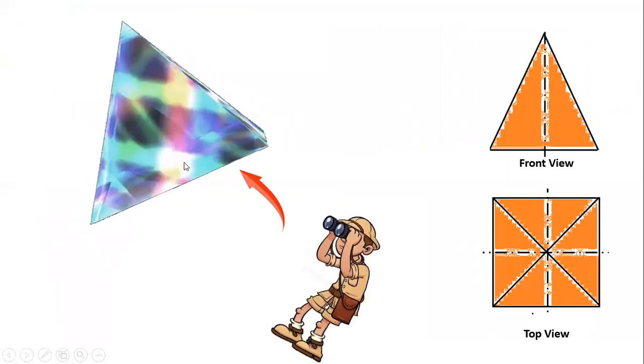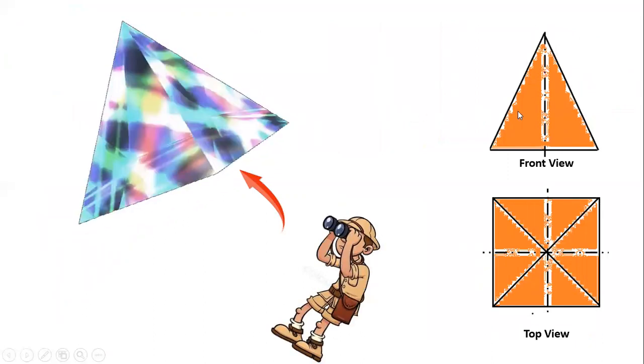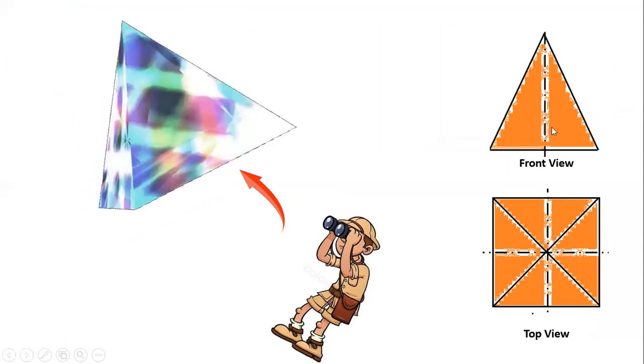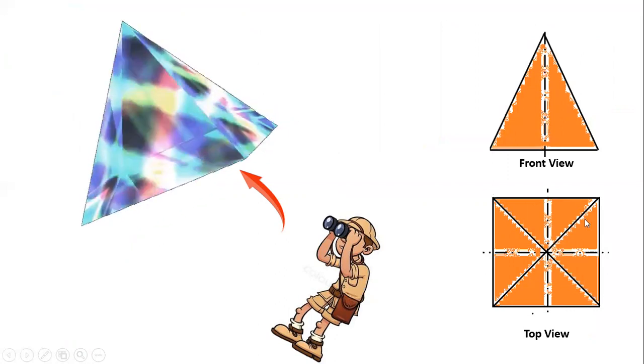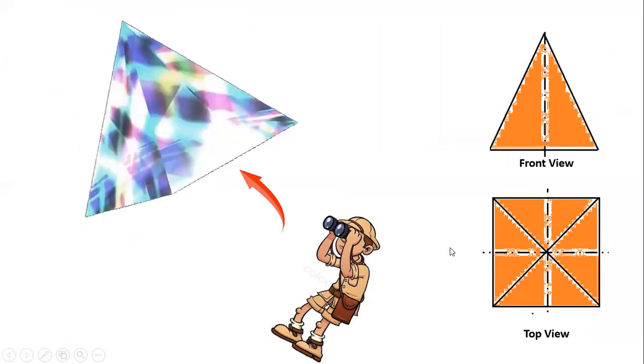So if you are visualizing a square pyramid from the front, you will be able to see the two triangular faces. From the top, the square base is visible as well as the apex.